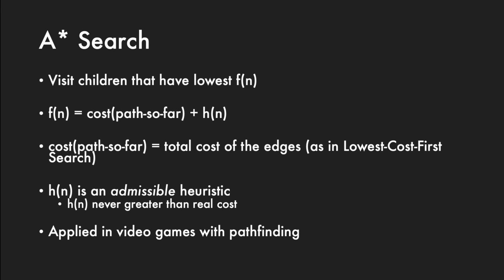H of n should be an admissible heuristic, which means that h of n is never greater than the real cost. So remember, our heuristic is just a guess at the cost. So we want the heuristic to never overestimate the cost. And this algorithm is commonly used in video games for NPCs to find their way in the world.